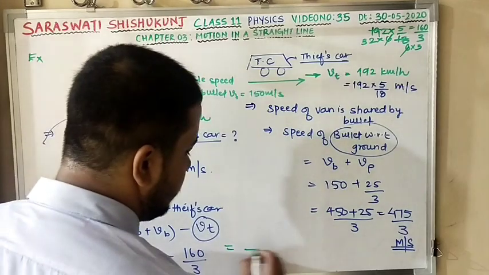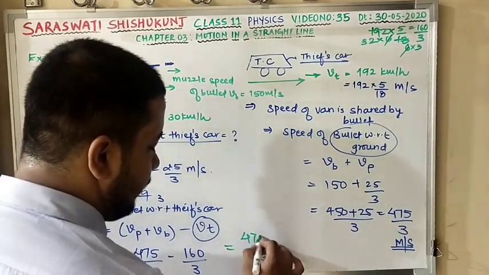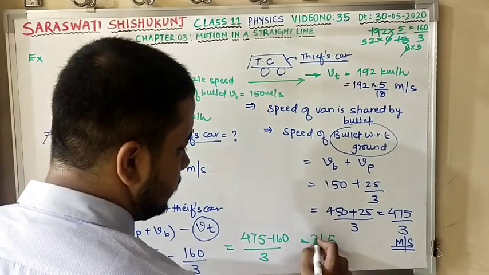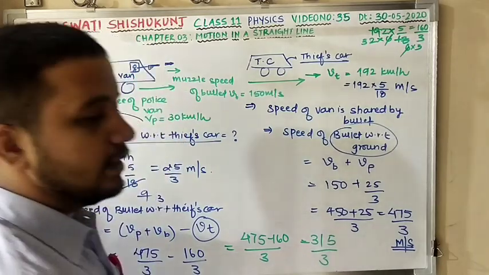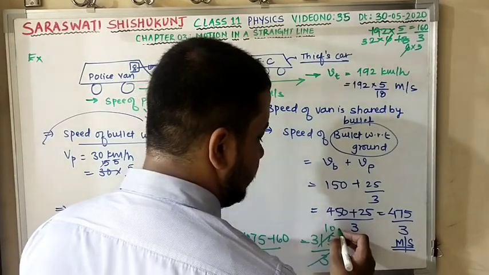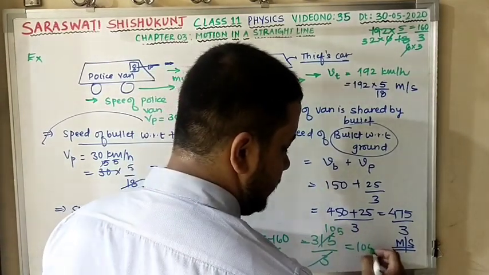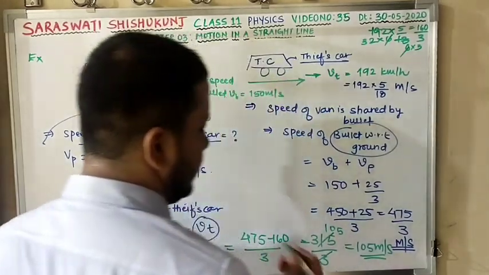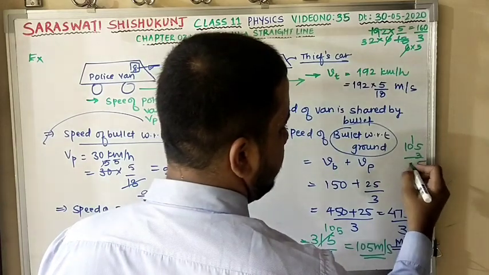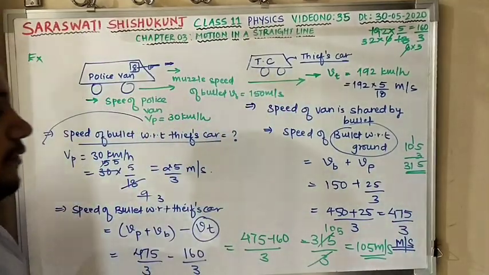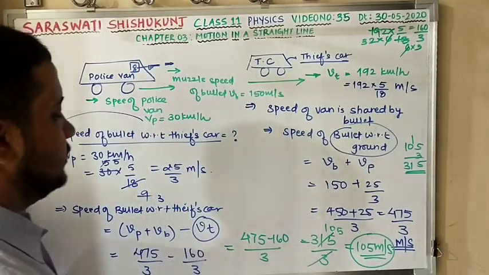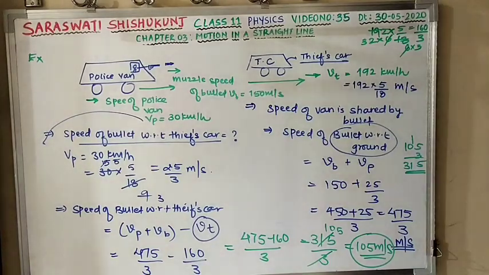What you are going to do over here? 3 is your LCM. 475 minus 160. So answer is 315 by 3. Yes or no? 315 by 3. If you cut, what answer are you going to get? 105. So your value is 105 meter per second. If you want to check, you can check: 105 into 3, 5 3s are 15, 1 3 is 3. So answer is 315. So your speed of bullet with respect to thief's car is 105 meter per second. Hope it is clear perfectly.